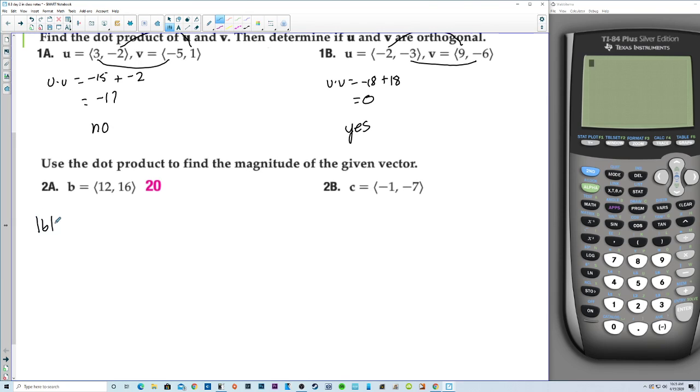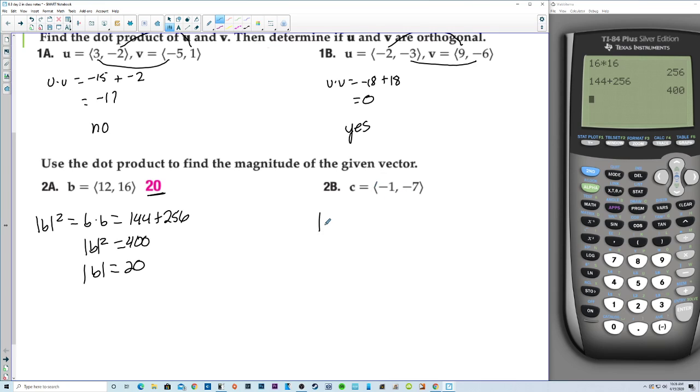The magnitude squared is equal to b dot b, which would be 144 plus, because we're squaring 12. And then I don't have 16. Is it 256 times 16? Hey, look at that, 256. 144 plus 256 is 400. That's the magnitude squared. So if you square root both sides, the magnitude of b is 20. And there's 20 right there.